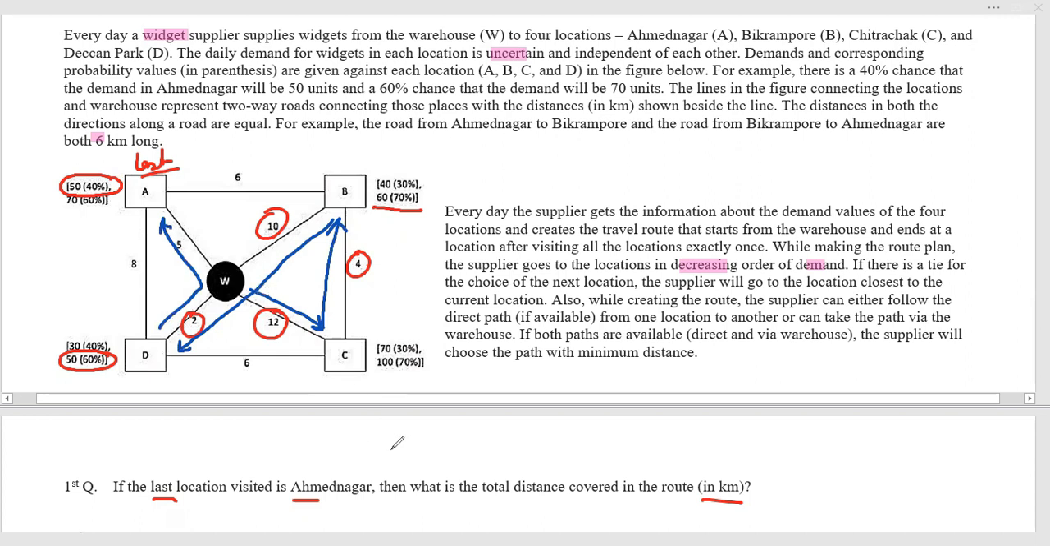Now, if you take the total kilometers, first one 12 plus 4 plus 10 plus 2, because it is going through the warehouse, plus 2 plus 5 through the warehouse. So it is 16, 16 plus 12, 28, 28 plus 7, 35. So the answer of the question is 35.